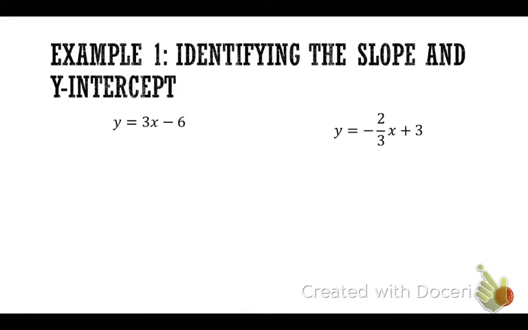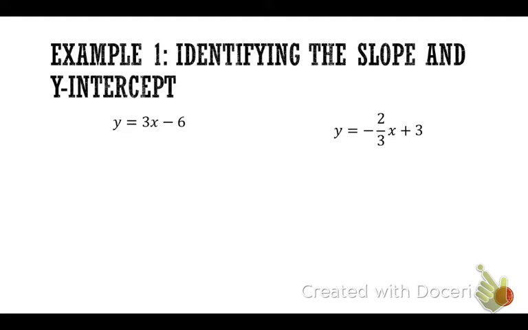In example 1, all we're doing is learning how to identify. I'm going to teach you that there's a way that you can graph this equation with no work at all, just by looking at it. You don't have to do a table. But in order to do that, you have to be able to say on the spot, this is my slope and this is my y-intercept.